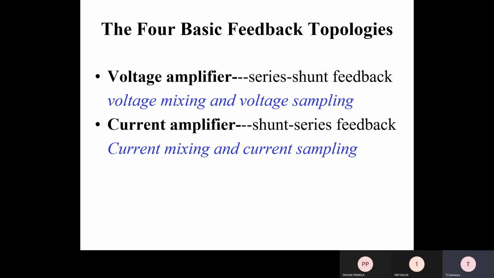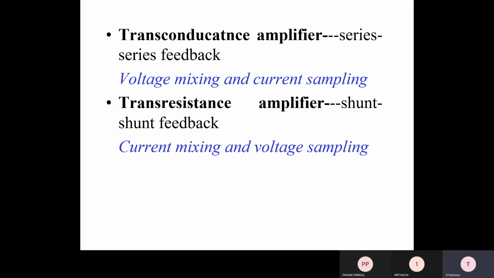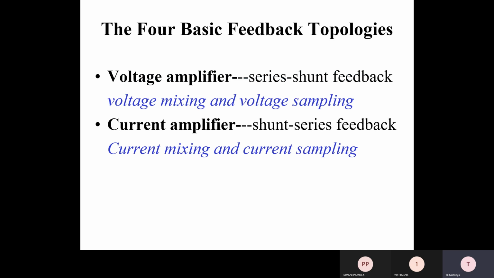The four basic feedback topologies are: the voltage amplifier, series-shunt feedback, that is voltage mixing and voltage sampling. Current amplifier is shunt-series feedback, current mixing and current sampling. And the transconductance amplifier, series-series feedback, voltage mixing and current sampling. Transresistance amplifier, shunt-shunt feedback, current mixing and voltage sampling. So these are all the four possible feedback topologies.